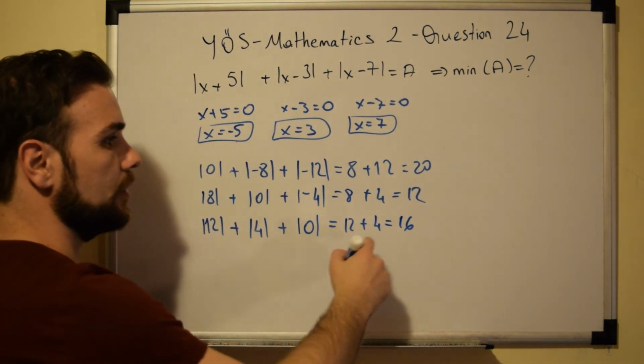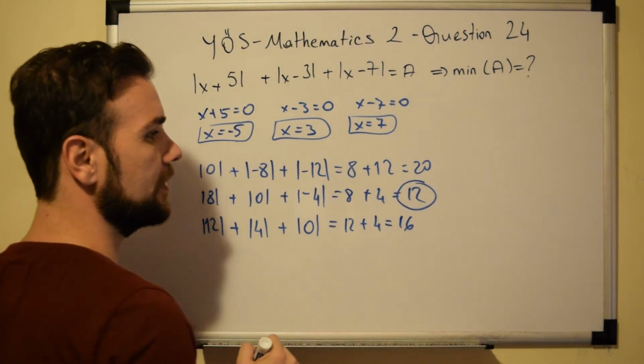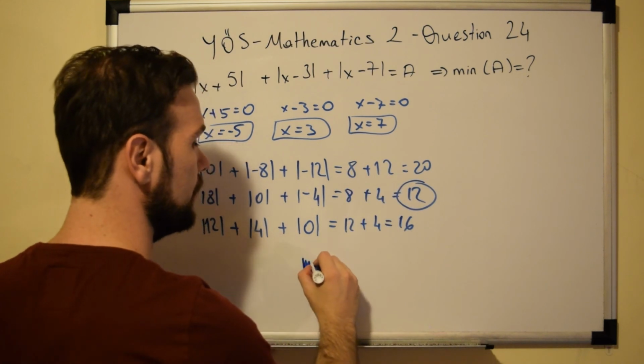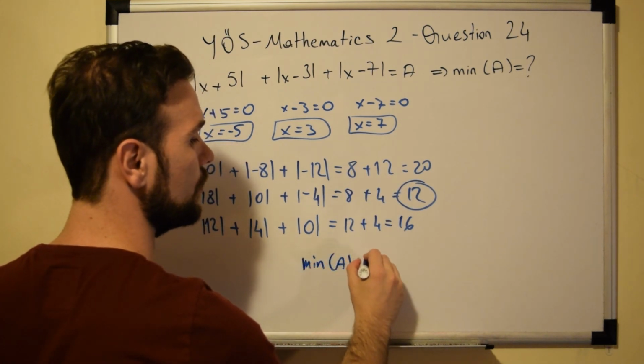Now, which one gives us the lowest value? So 12 gives us the lowest value. And we see that the minimum value of A is equal to 12.